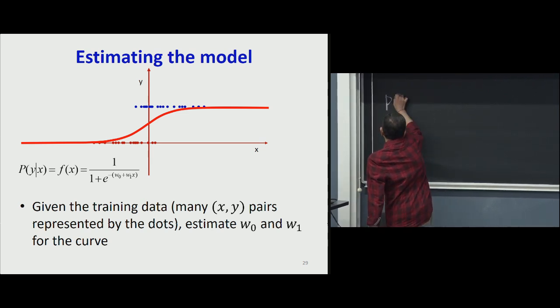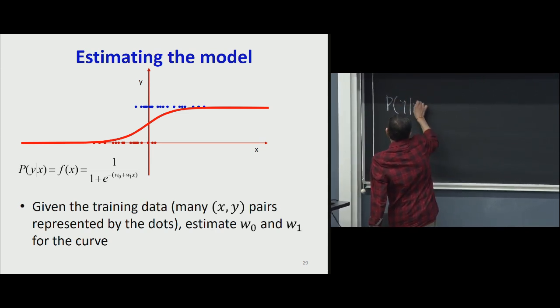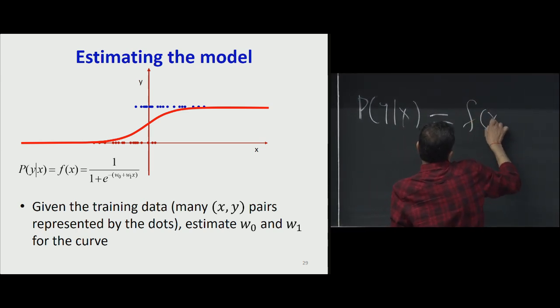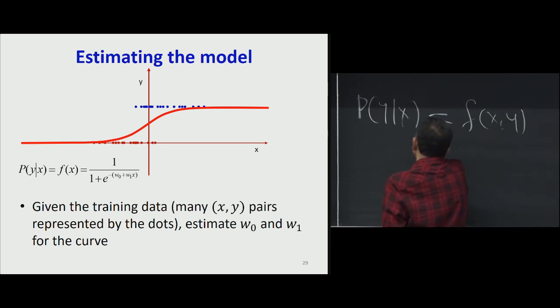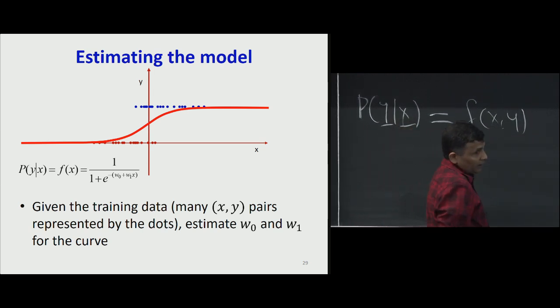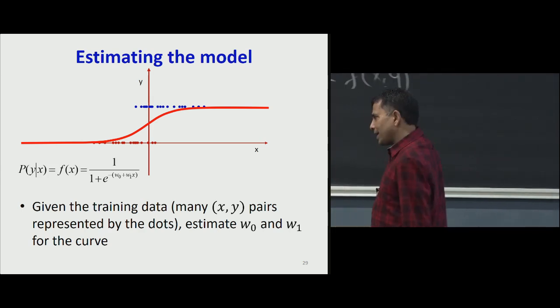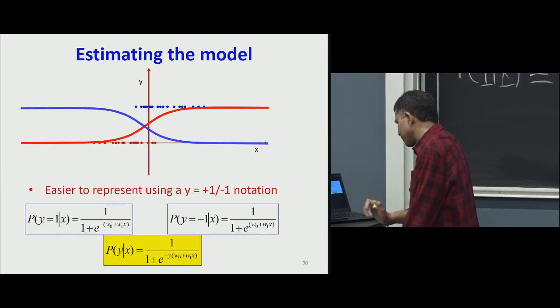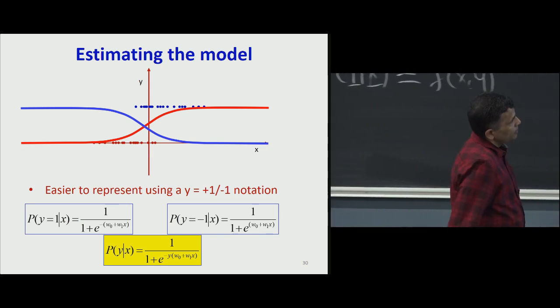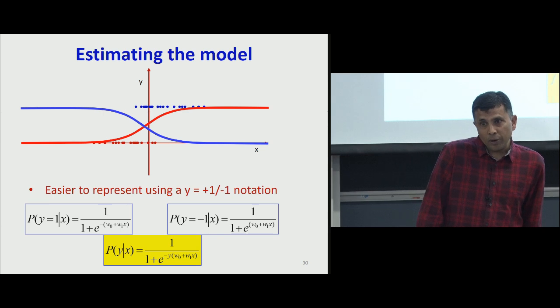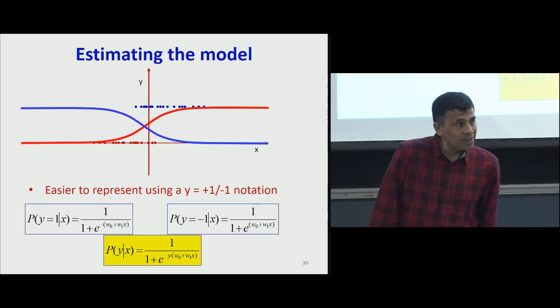If I want P of y given x, I should be able to write this as some function of x and y because there are two variables here. I have to specify x and I have to compute the y. So I'm going to try to write this as a function of x and y, okay? Here's how I will write it. Instead of using a 1-0 notation for y, I'm going to use plus 1, minus 1. It's still the same thing.